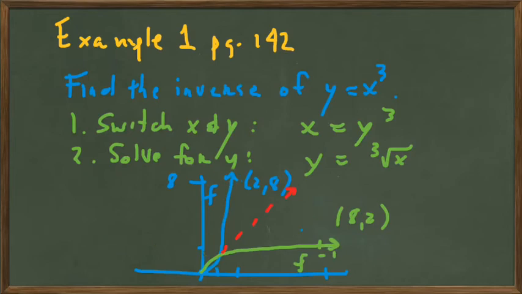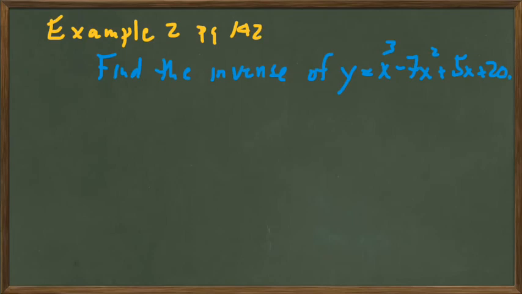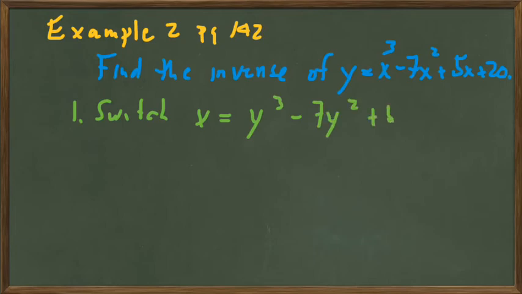Let's take a look at another example now where we run into complications. So here we're trying to find the inverse of this function. If we switch the variables, we get x equals y cubed minus 7y squared plus 5y plus 20. But we are not able to solve for y.